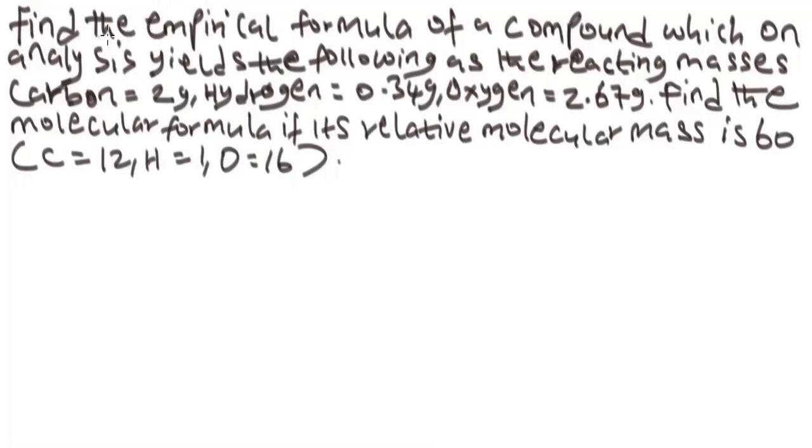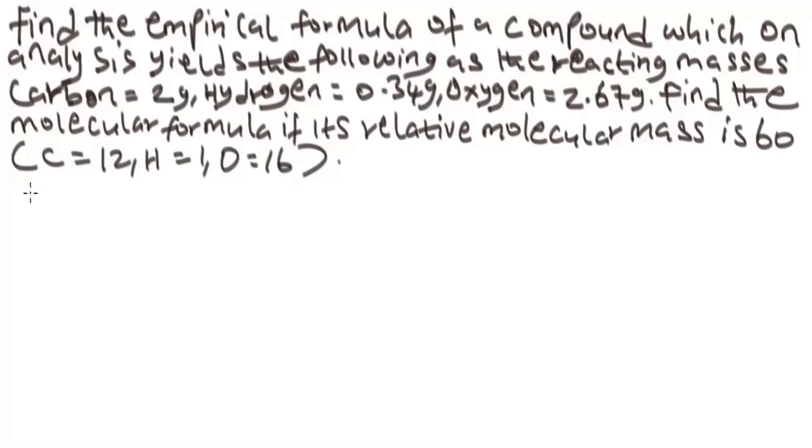So the question here says, find the empirical formula of a compound which on analysis yields the following reacting masses. So we have carbon to be 2 gram, hydrogen to be 0.34 gram, oxygen to be 2.67 gram. So we have to find the molecular formula if its relative molecular mass is 60. So we are given the relative atomic masses to be this.